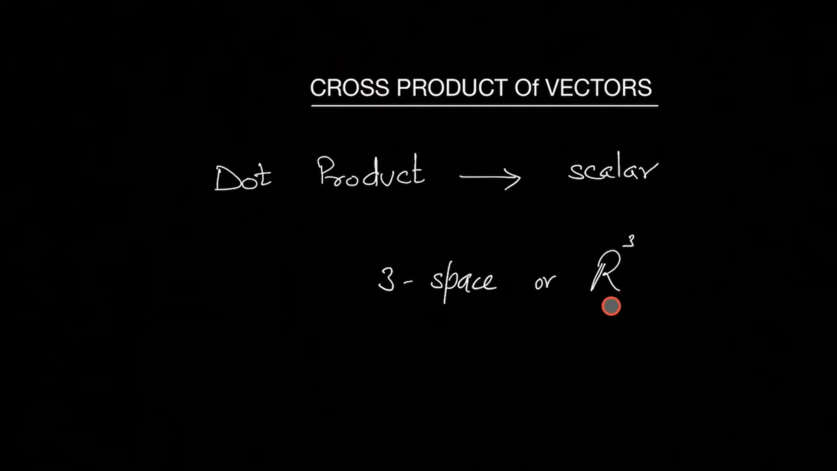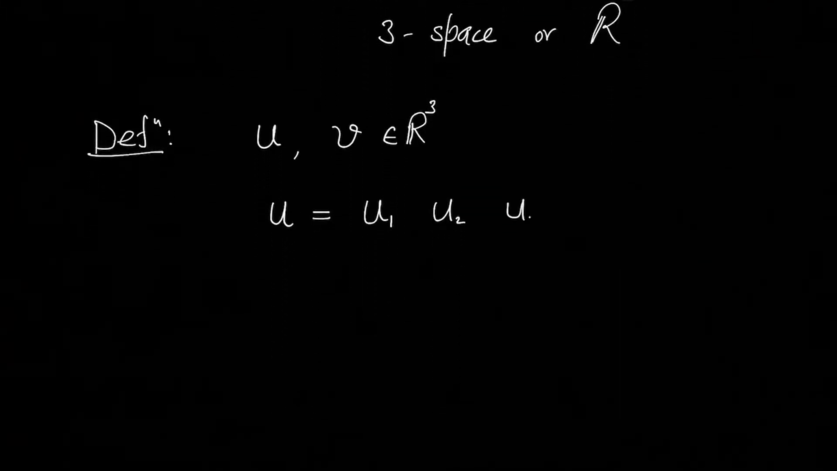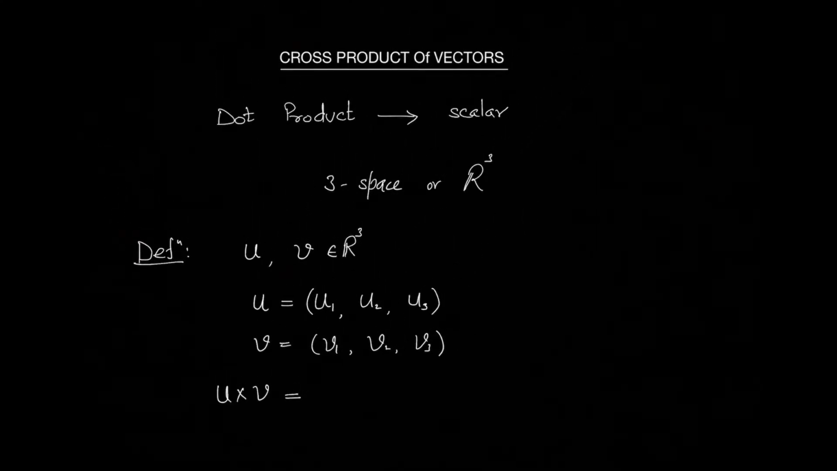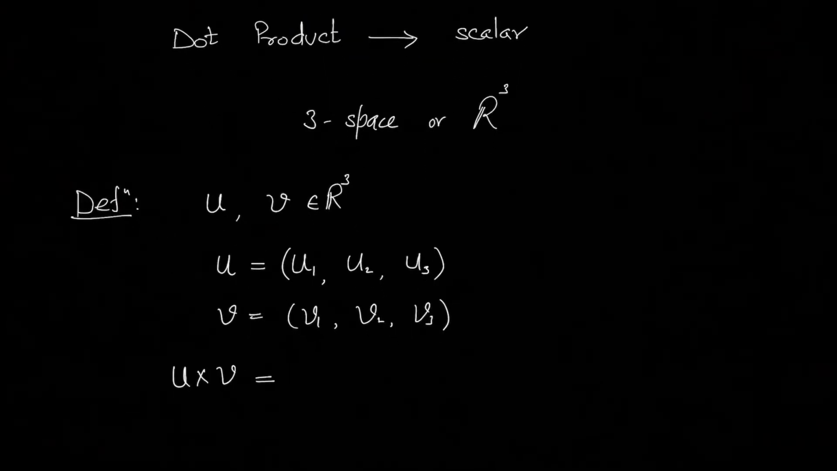So let us start with the definition of the cross product of vectors. Suppose we have two vectors u and v in R3. The components of u are u1, u2, u3, and the components of v are v1, v2, v3. The cross product u cross v is defined as follows: write down as the first row i, j and k, the unit vectors. In the second row, write down the components of u, u1, u2, u3. In the third row, write down the components of the vector v.